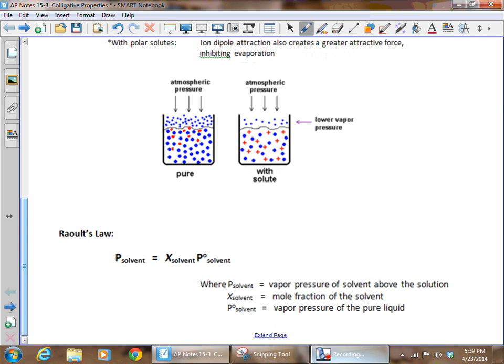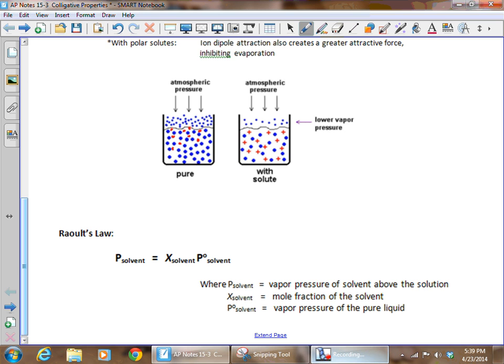Now, Raoult's law says that the new pressure of a solvent, once you've put some solute in it, is going to be equal to the mole fraction of that solvent times its standard or normal vapor pressure when it's pure.